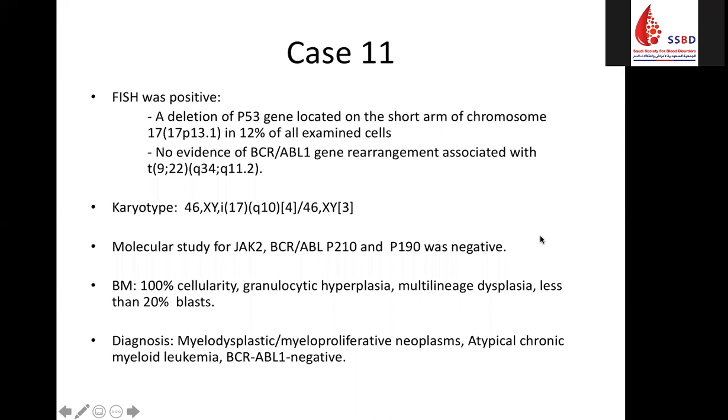Yes, you need to rule out other causes for dysplastic change like folate and B12 deficiency. I agree. Medications and other drugs that may lead to this also need to be ruled out. But since we have a clonality by FISH and karyotype, this is a clonal evolution.